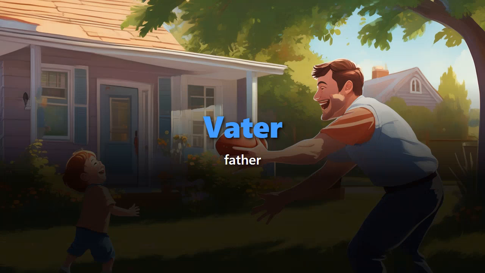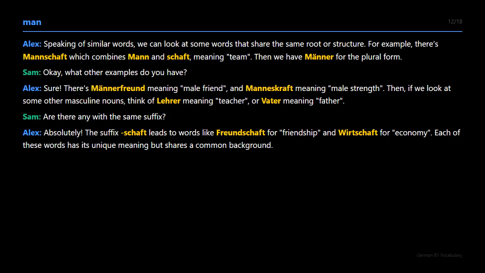Speaking of similar words, we can look at some words that share the same root or structure. For example, there's Mannschaft, which combines Mann and Schaft, meaning team. Then we have Männer for the plural form. Okay, what other examples do you have?